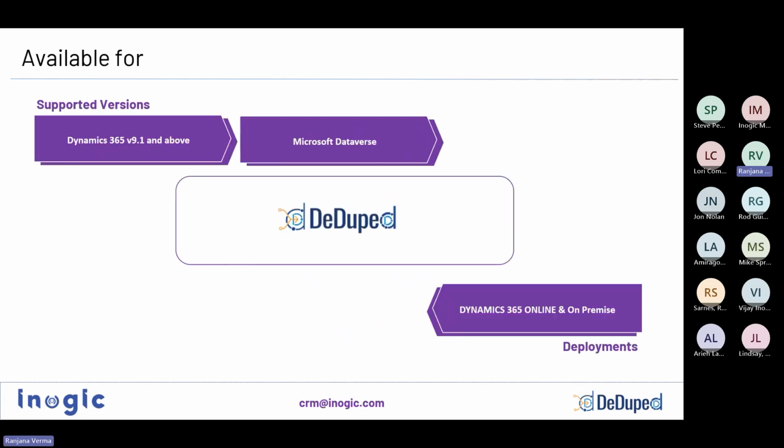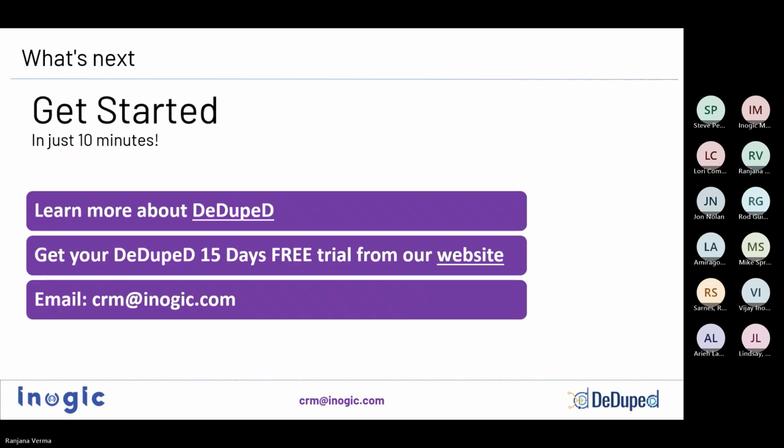And just the deployment part. Deduped is present for both the deployments, that is online as well as on premise. And it is also available for Microsoft Dataverse.